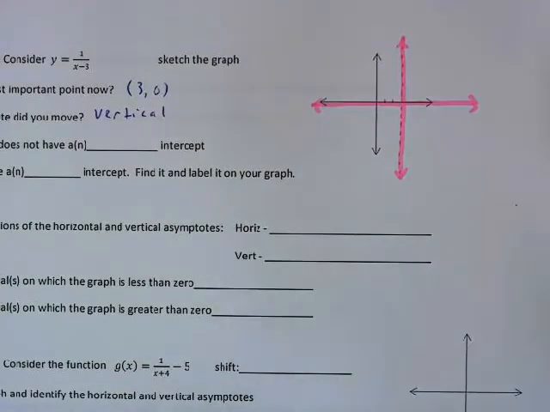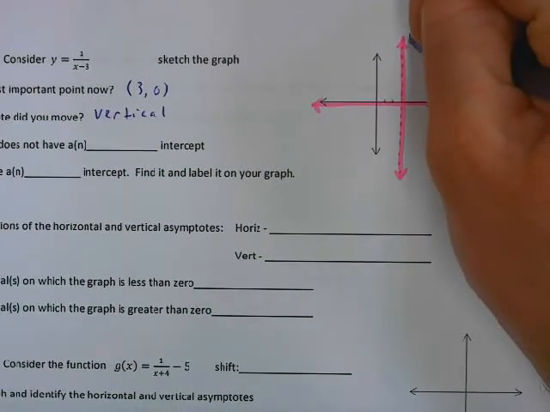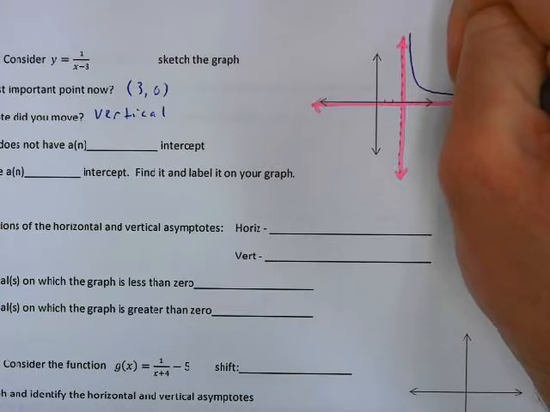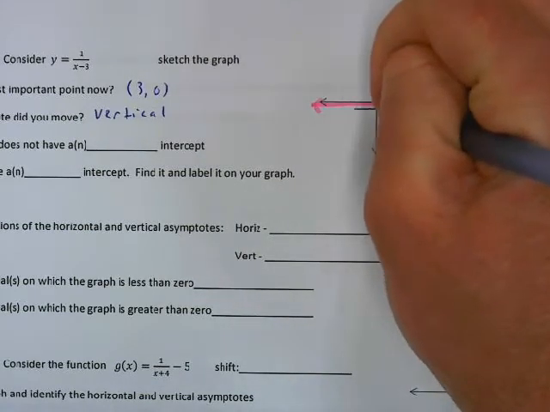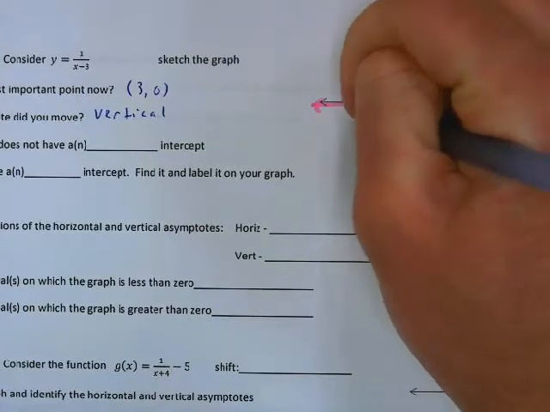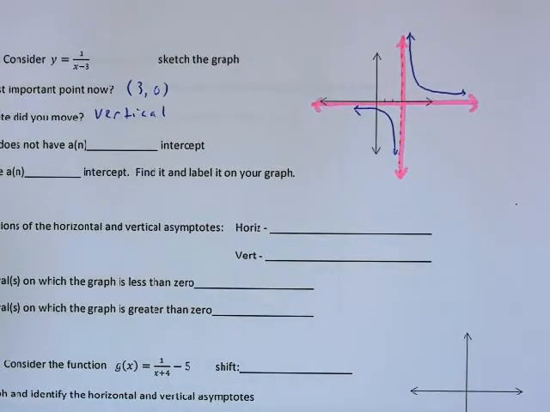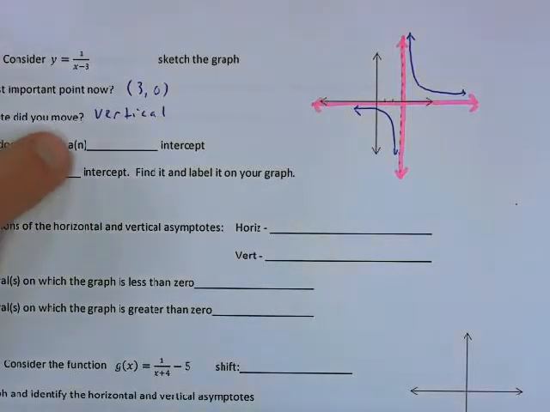And we don't need any particular points. It's just going to look something about like this, and something like that. Good enough for a sketch. Okay? All right, the graph still does not have an intercept.